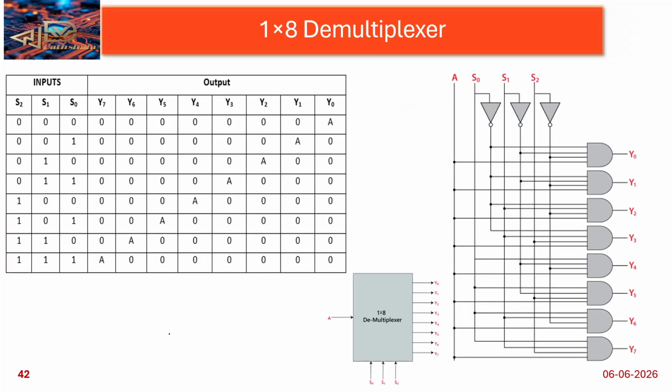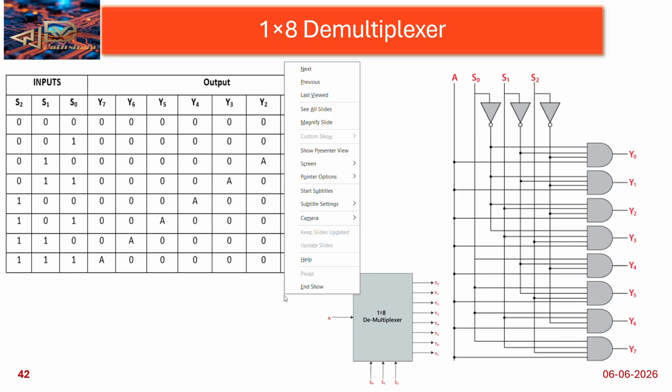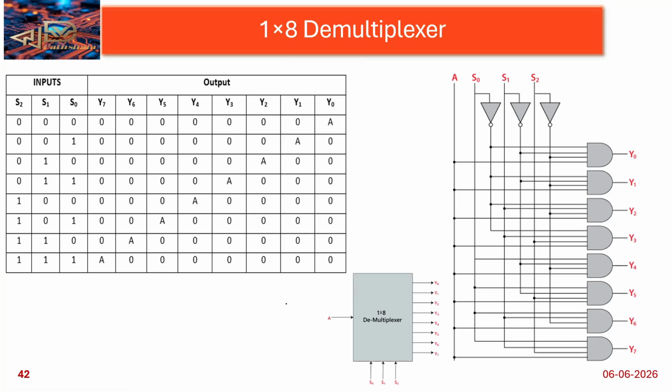So this is the 1 by 8 demultiplexer. That means again 3 select lines, because 1 by 2 cube, 3 select lines we are having, S0, S1, S2, and then 8 outputs. A single input we are selecting there. So if all are zeros, 0 0 0 means Y0 is the output, and then Y1, Y2, Y3, Y4, Y5, Y6, and then Y7.